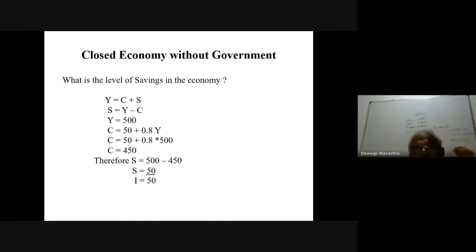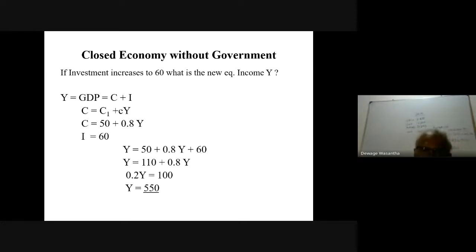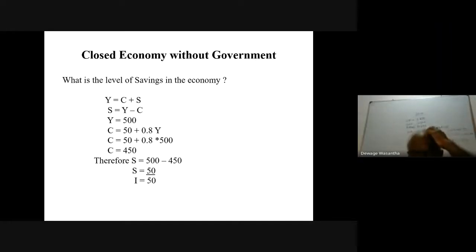Right. Now savings in this economy. What will happen? Well, I calculated that now. Y equals C plus S. Income equals C plus S. S equals Y minus C.